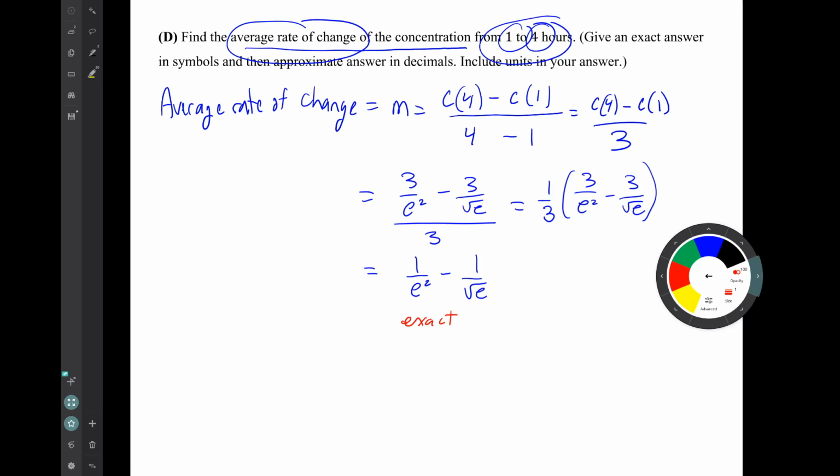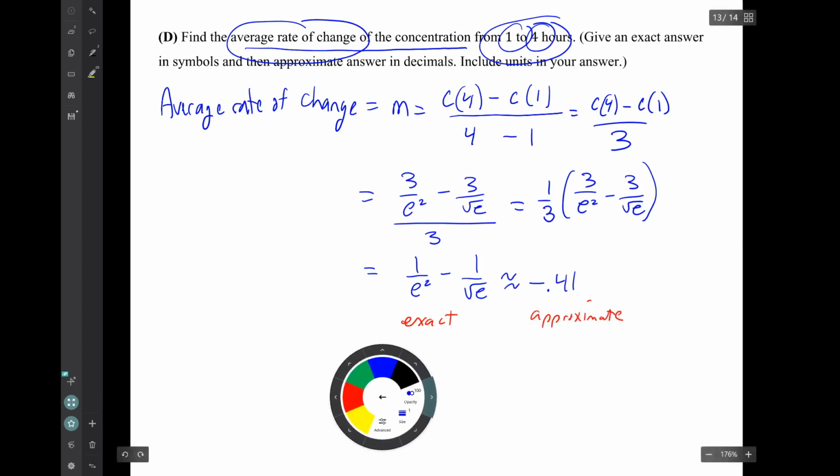Let's type that into a calculator, and the result is approximately minus 0.41. But we need to give units. So the units are going to be whatever the units of concentration are divided by whatever the units of time are.